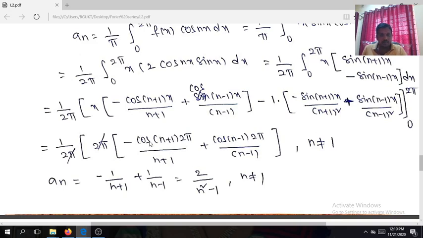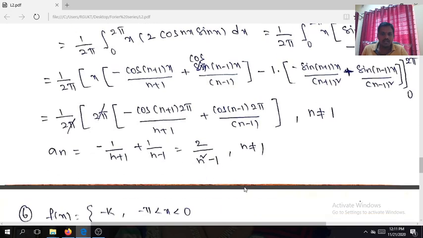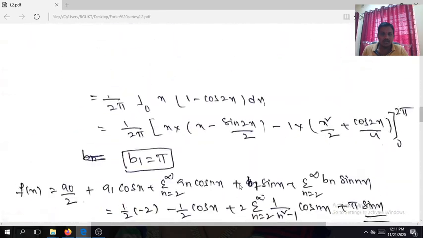This is also 1. Minus 1 divided by n plus 1, plus 1 divided by n minus 1. The LCM is n plus 1 into n minus 1. So minus n plus 1 plus n minus 1, the n gets cancelled, giving 2 divided by n square minus 1. This is an for n not equal to 1. Okay.